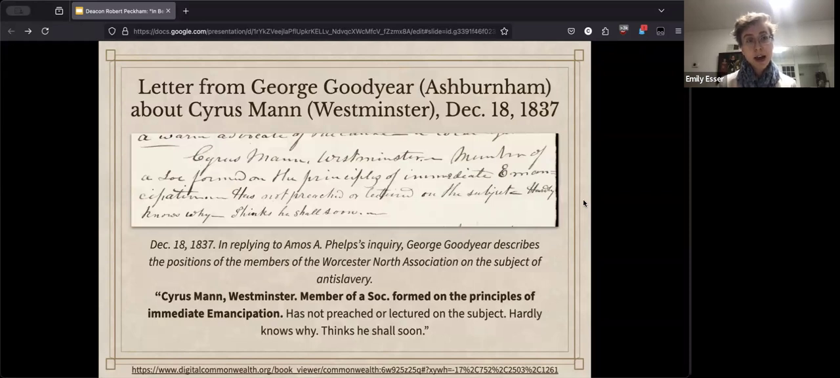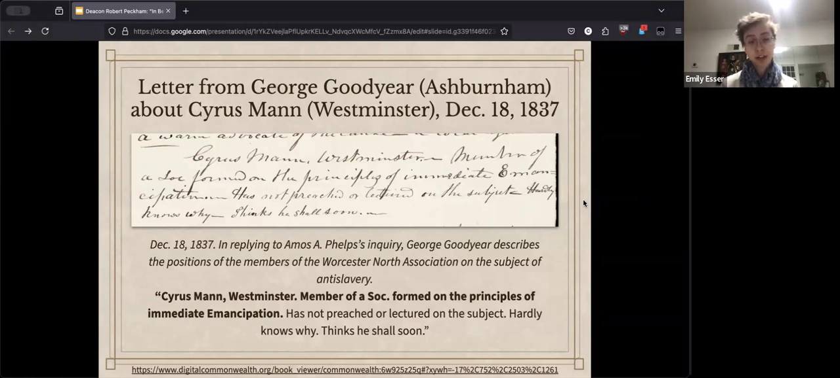Now, more about Cyrus Mann. He was more of a facilitator, while Peckham was more proactive and really took a stance. Cyrus Mann sort of hung back a little. As George Goodyear, an abolitionist, writes, he was a member of a society formed on the principles of immediate emancipation. Now, this is quite important because immediate emancipation was more of a radical stance. Others took more of a soft pedaling approach, kind of phasing it out, go easy on the South. But here, Peckham and the other members of the society felt very strongly, this is wrong, this should be done, we should get rid of this.